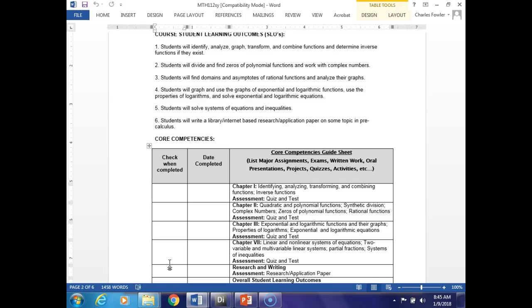We'll do chapter 1. Identify, analyze, graph, transform, combine functions, and do inverse functions. That's chapter 1, and that starts at 1.4. Let me go on and say this now: 1.1 through 1.3 is a great review of intermediate college algebra. Three sections there, great review. If you're a little fuzzy, it's been a while, or you're not sure you remember everything, that's a good thing to look at between now and Thursday.